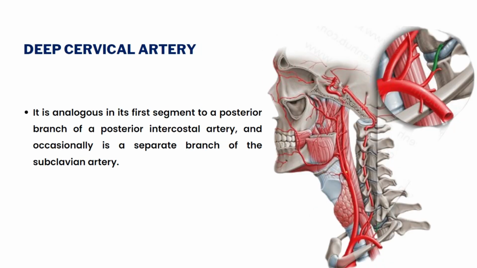Lastly, the deep cervical artery. It is analogous in its first segment to a posterior branch of posterior intercostal artery, and occasionally is a separate branch of the subclavian artery. It supplies the adjacent muscles and anastomoses with the deep branch of the descending branch of the occipital artery and branches of the vertebral artery.